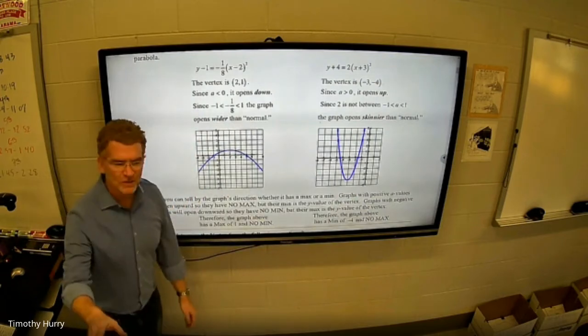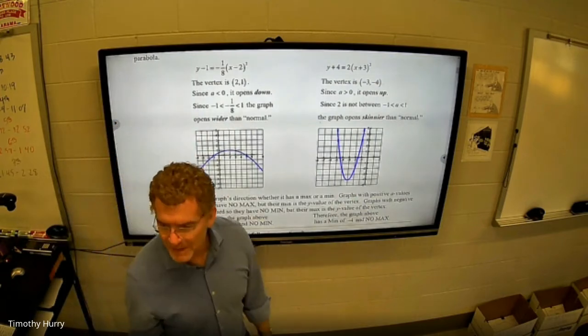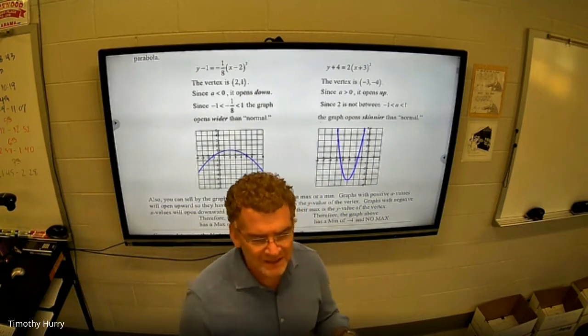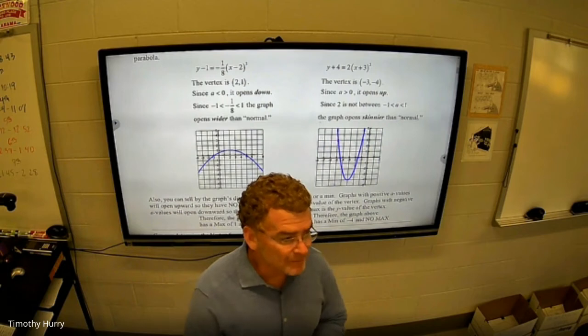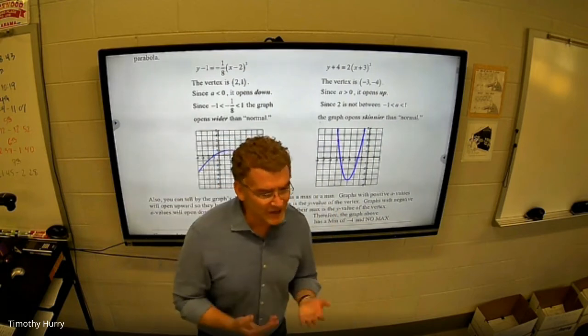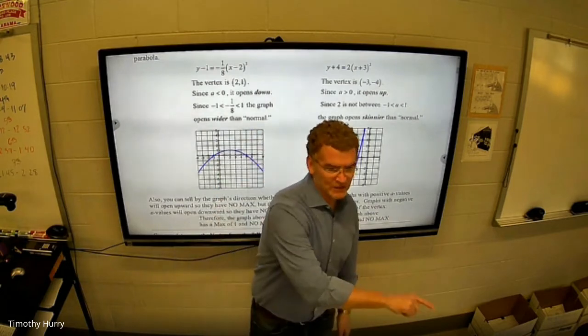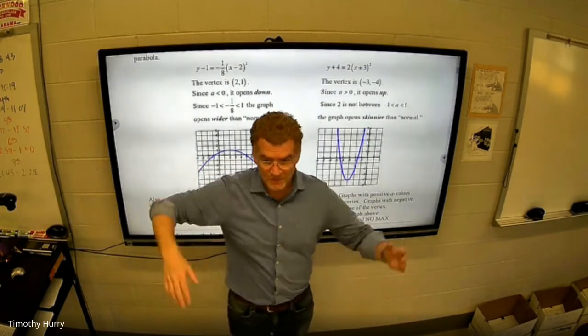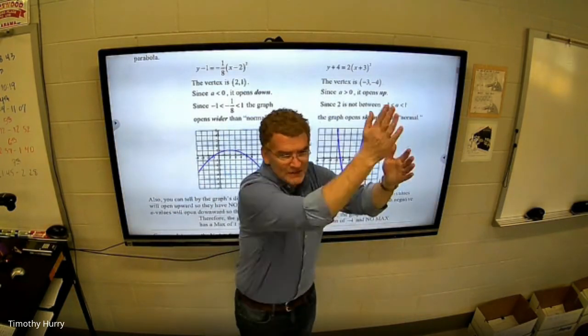Now, by the way, I'll also mention this. There is something called a relative min and a relative max. We're not going to really get into that here, but a relative min may not be the smallest y value, but it's the smallest y value in the area. So like, what if I had a cubic graph? You know, a cubic graph kind of goes like this.